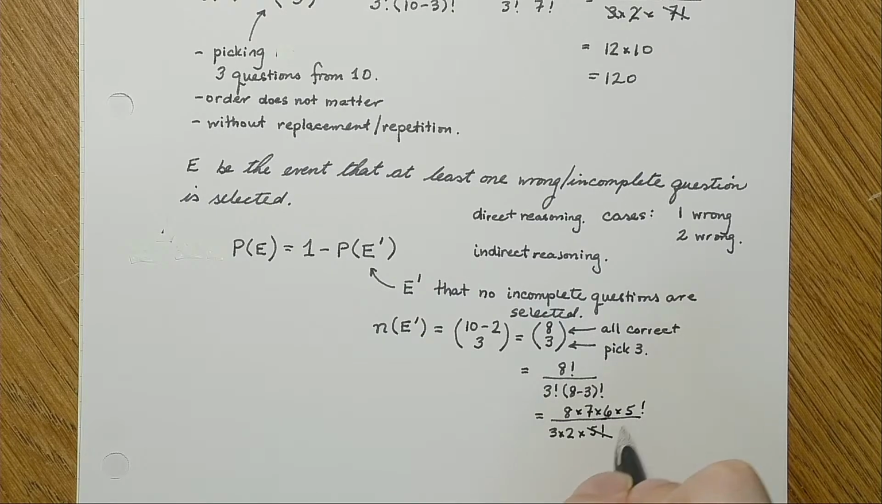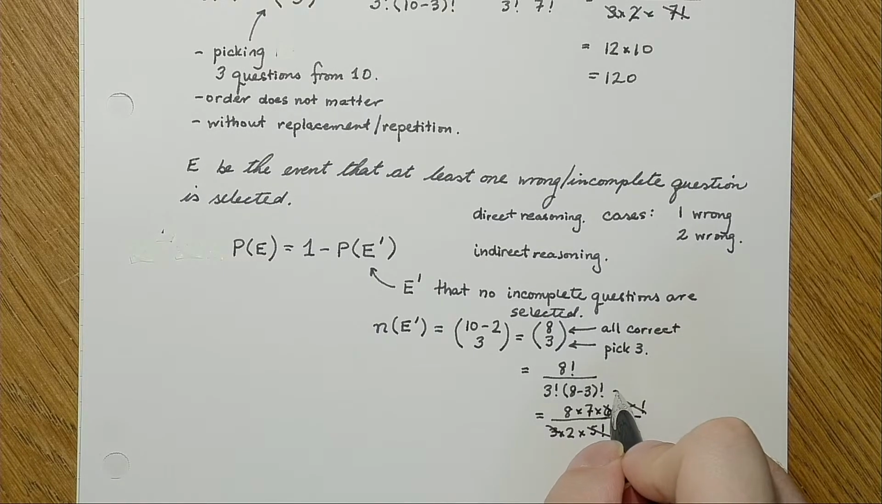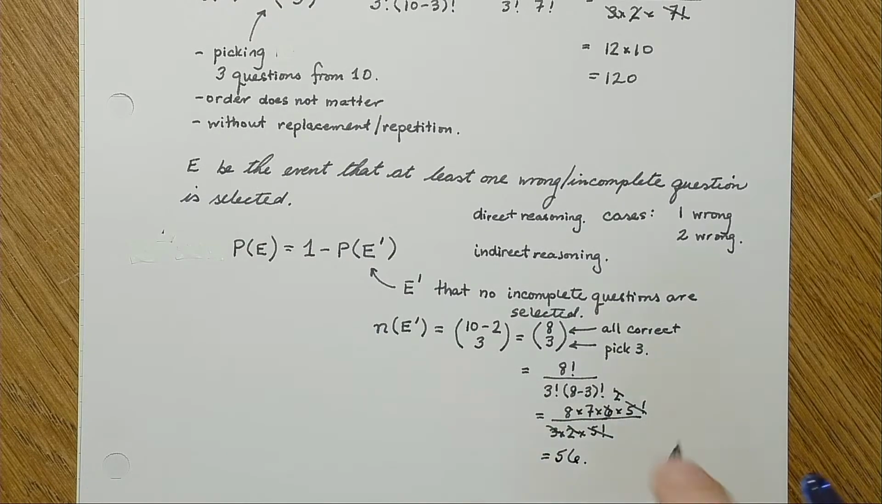Give me a second. 3 goes into 6 twice. The 2's cancel, so I'm just left with 8 times 7, which is 56. Good.